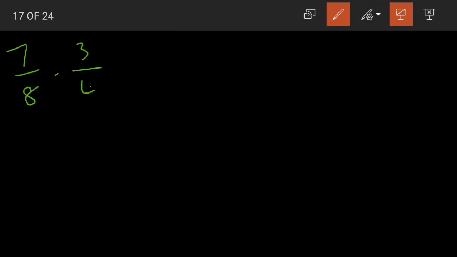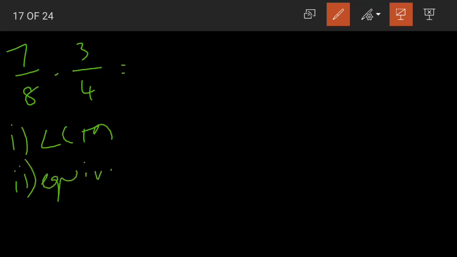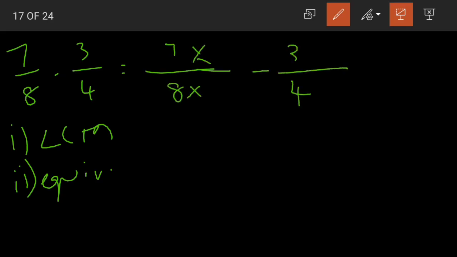7 by 8 minus 3 by 4. Now the next step will be what? First we found out the LCM. So the second step is converting them into equivalent like fractions. How do we do that? 7 by 8 into. First let us write like this. 3 by 4 into. Now the LCM we got is 8. Here the denominator is also 8.